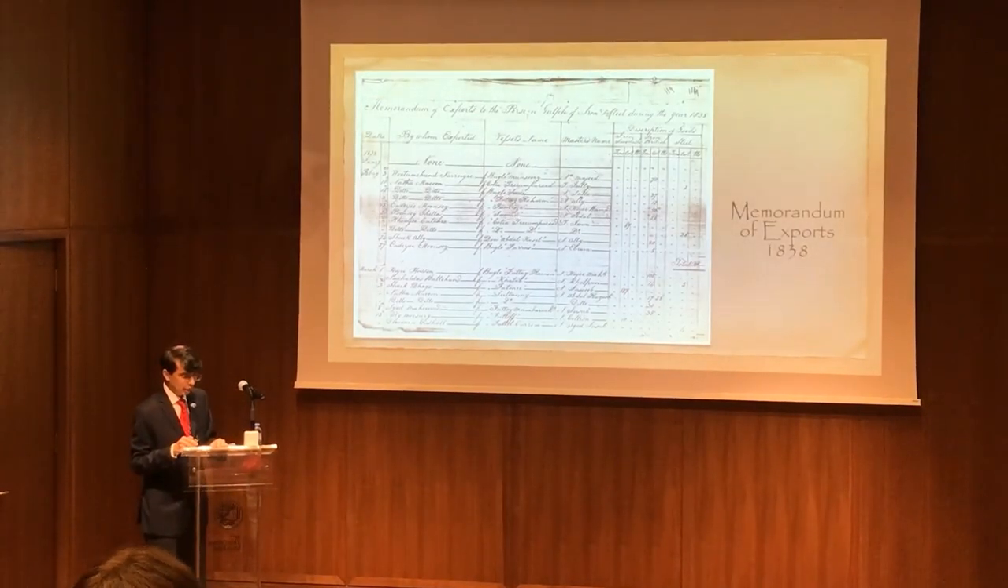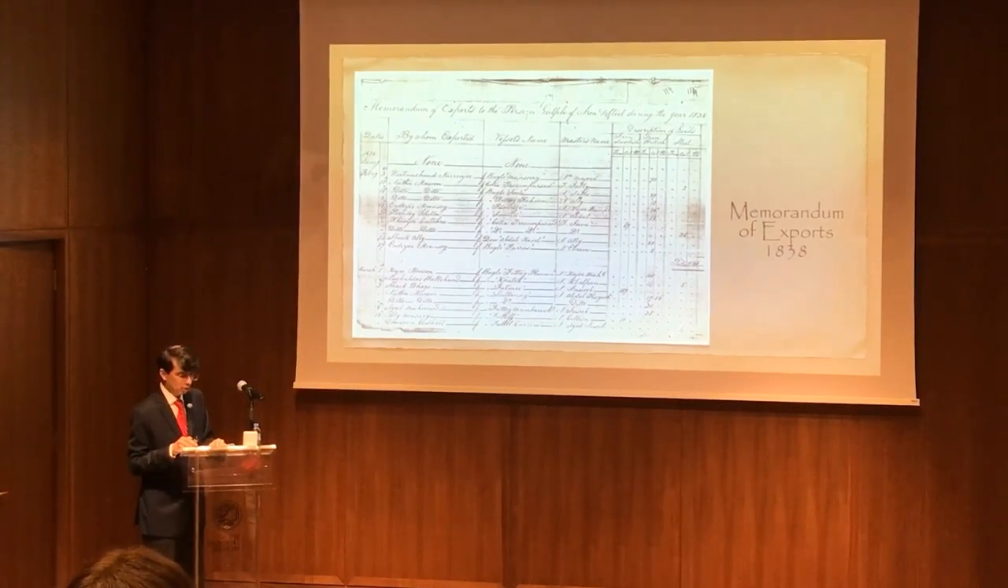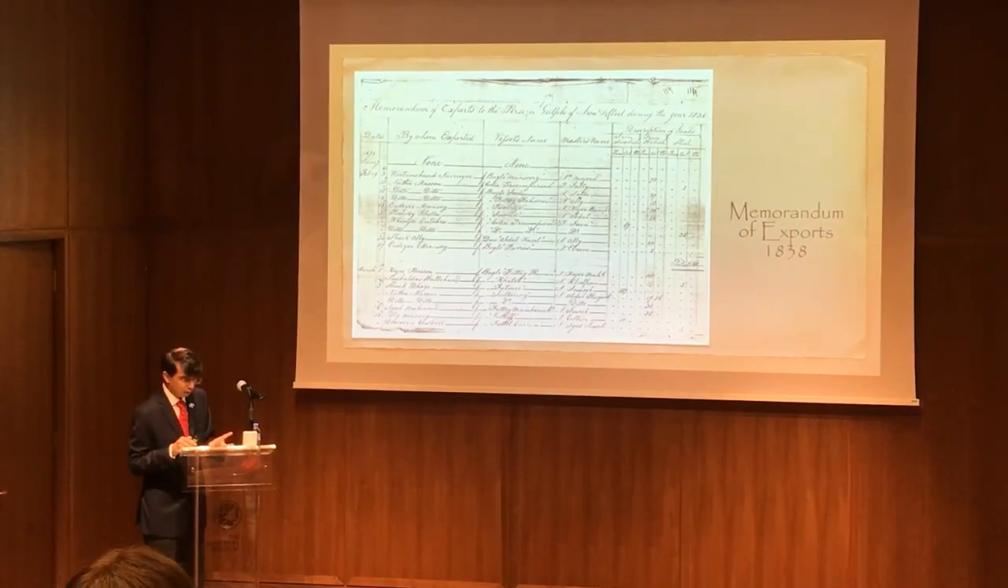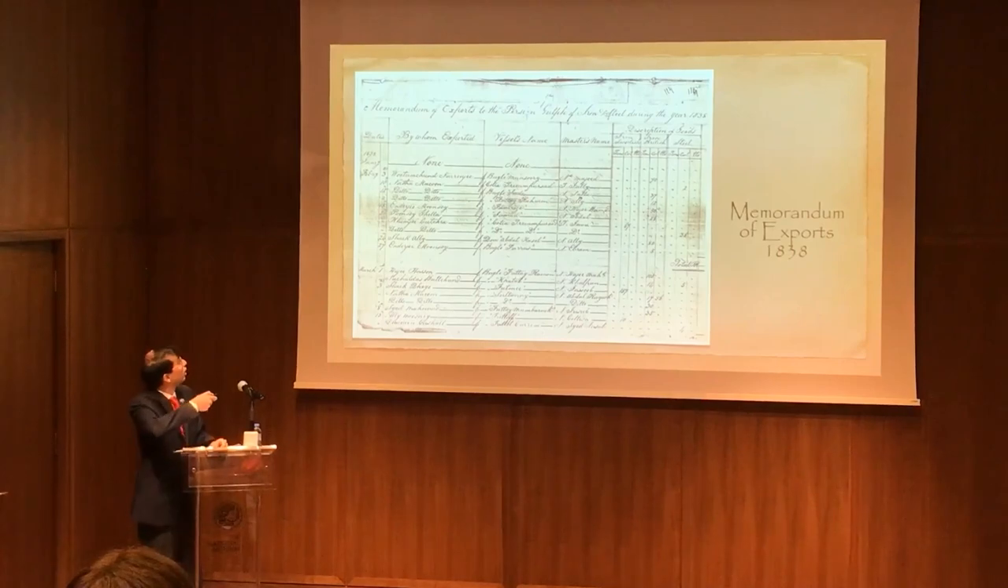This document has been obtained from the Maharashtra State Archives in Mumbai. It is a memorandum of exports of iron and steel to the Persian Gulf in the year 1838. It lists the name of Natha Makkar as one of the leading importers in Muscat. His name appears several times in the manifest. You can notice it here.